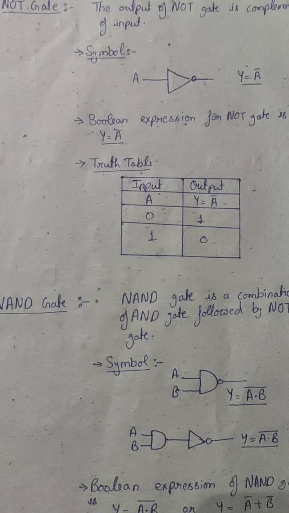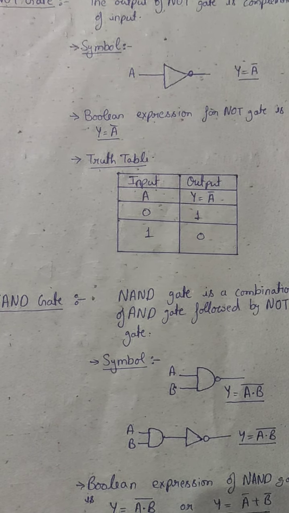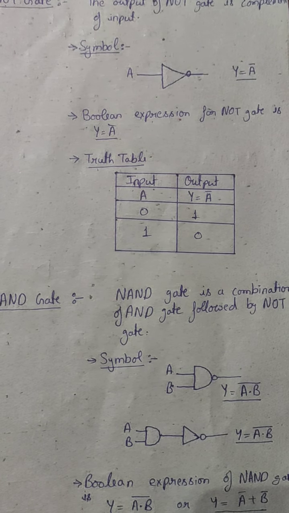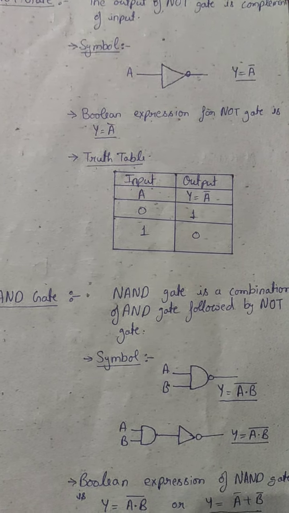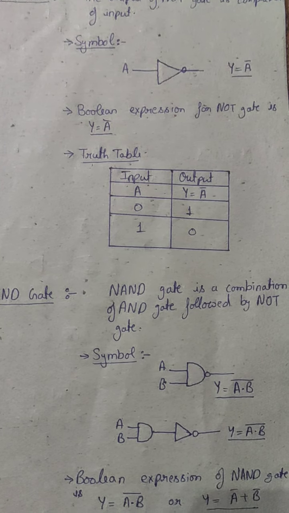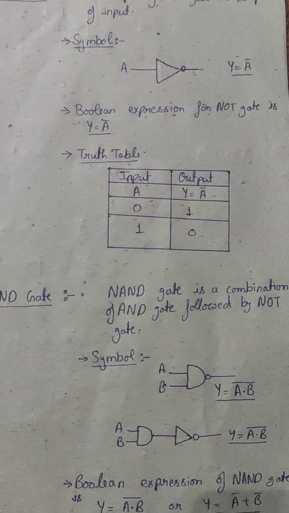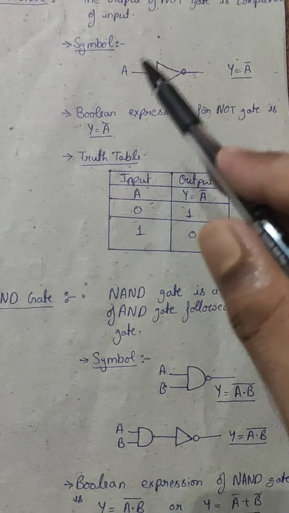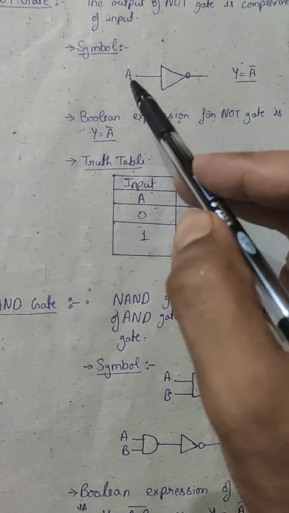Next is the NOT gate. This is the third universal gate. This is the simplest of all. The output of the NOT gate is the complement of the input, and that's why it is also called inverse of input or complement of input. The NOT gate is also called an inverter because it inverts the input provided to it, as we can see in the symbol.